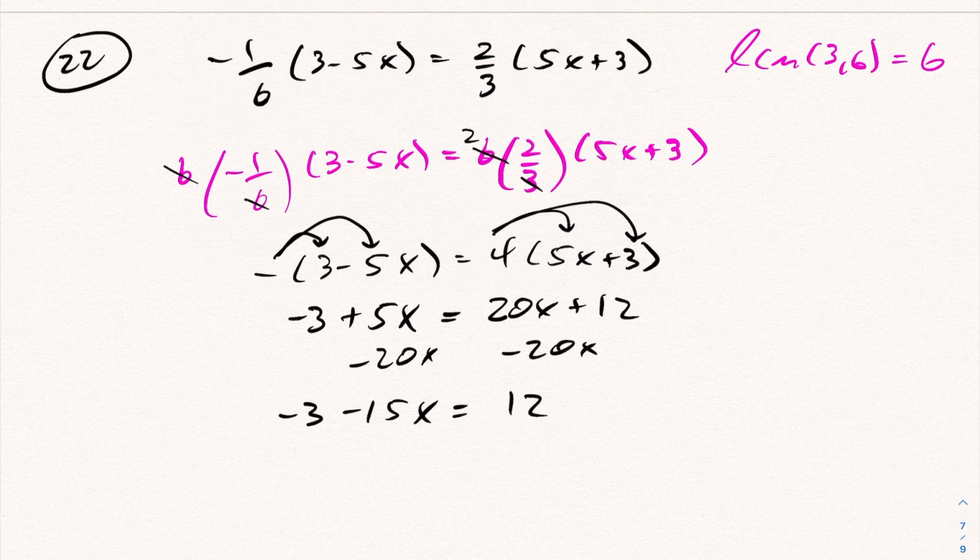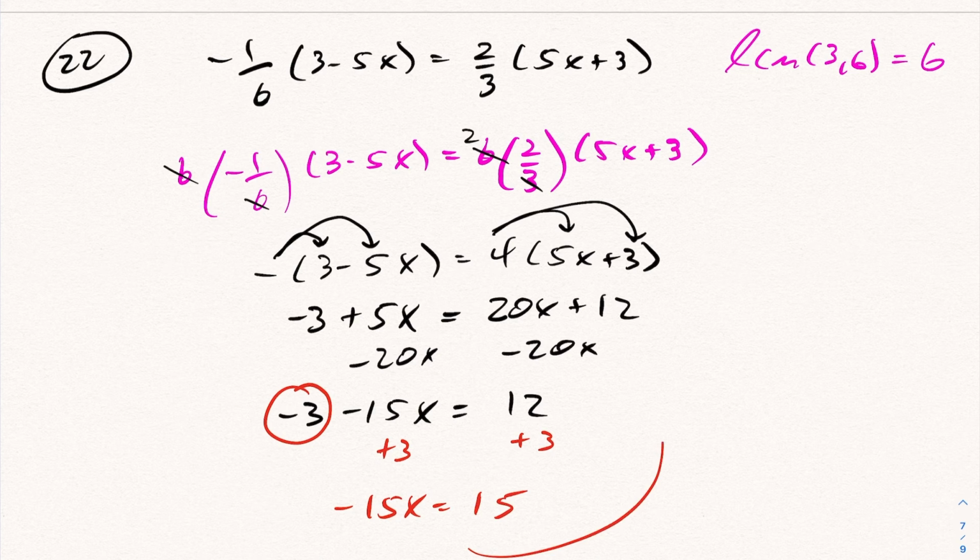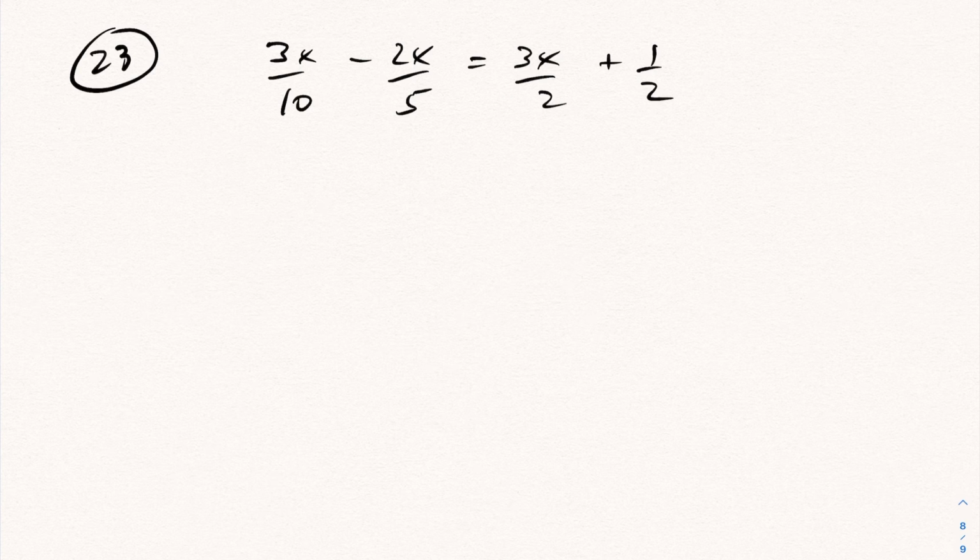And then I want to solve for x. So I have to get rid of this first. That operation is subtraction, so I'm going to have to add to both sides. And I get 15. Dividing out, you'll get -1 by dividing across by -15. Okay, number 22. Okay, so let's take a look at number 23. Again, pause the video, try this out yourself.